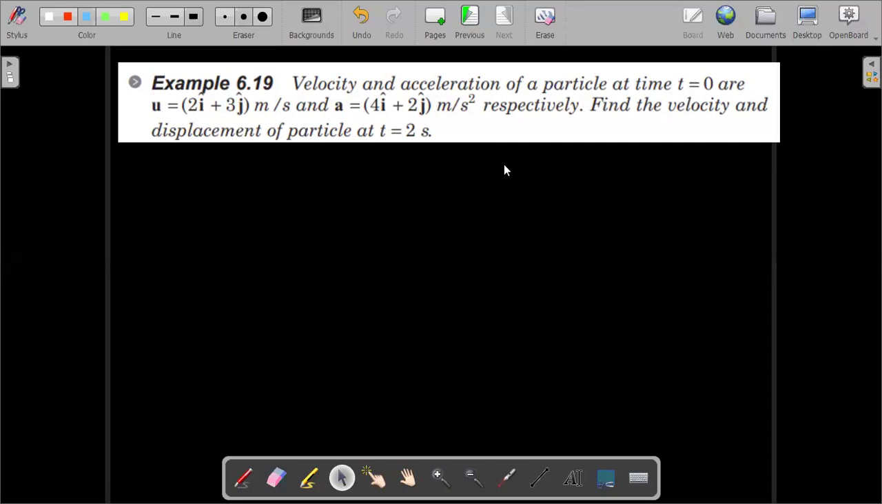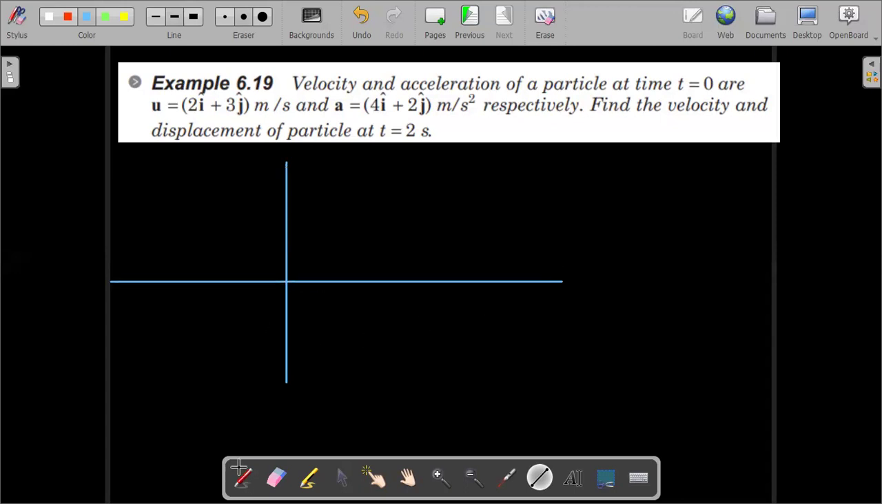Just explain to me what information is given here. Sir, it's given u and a. And how do we use it to find the velocity? Sir, by Vx i cap plus Vy j cap. Obtain the value of velocity at t equals 2 seconds, and then obtain the displacement at t equals 2 seconds.